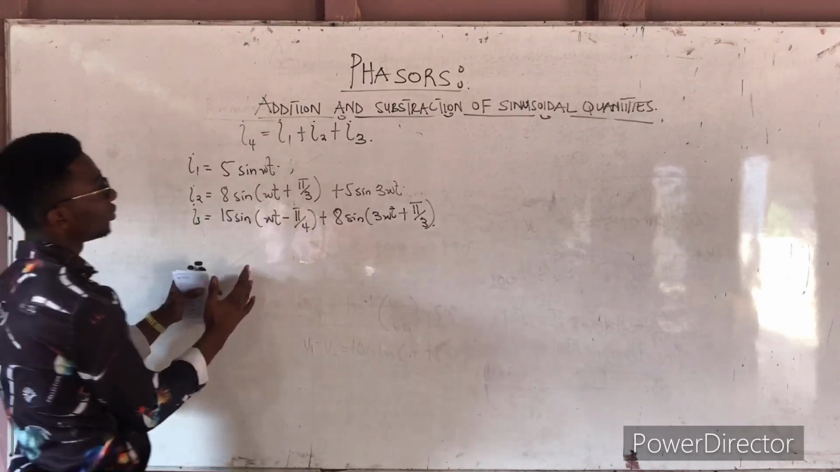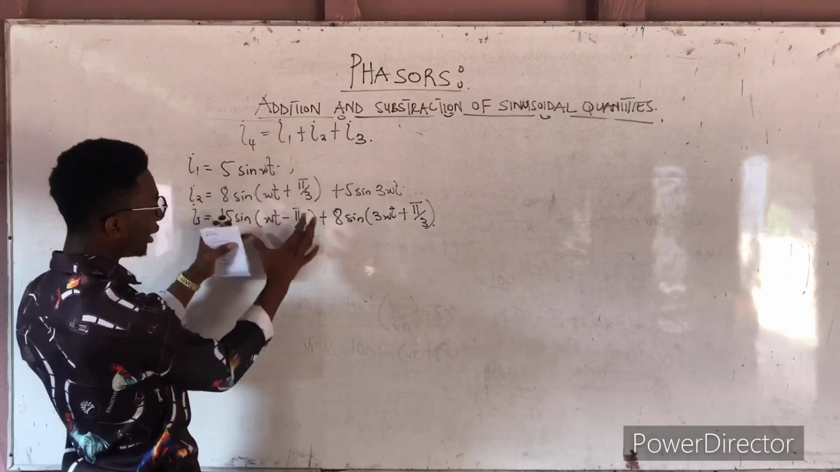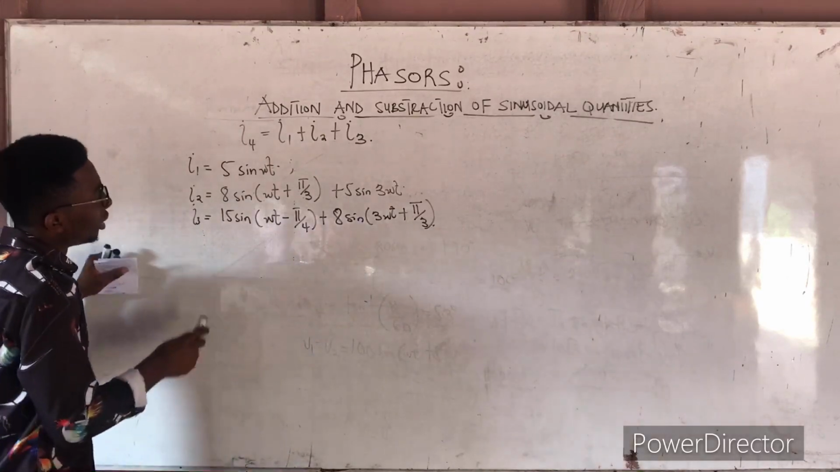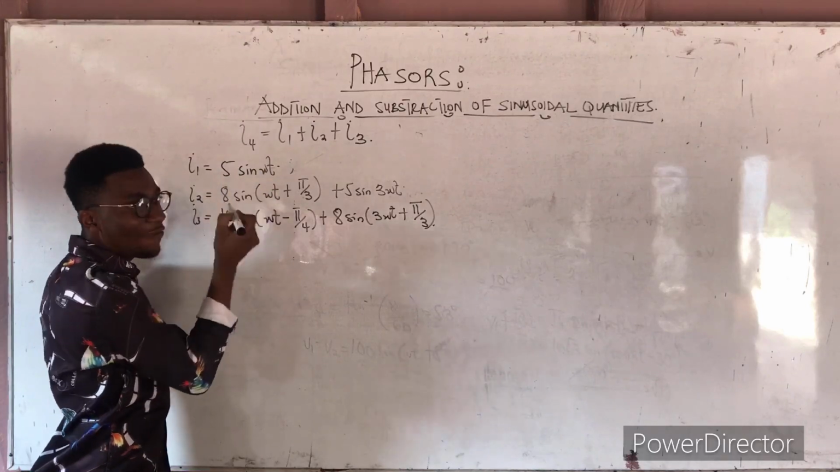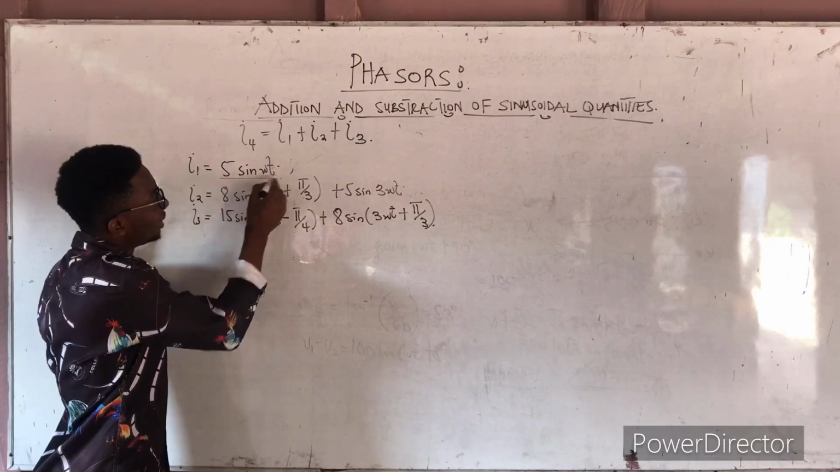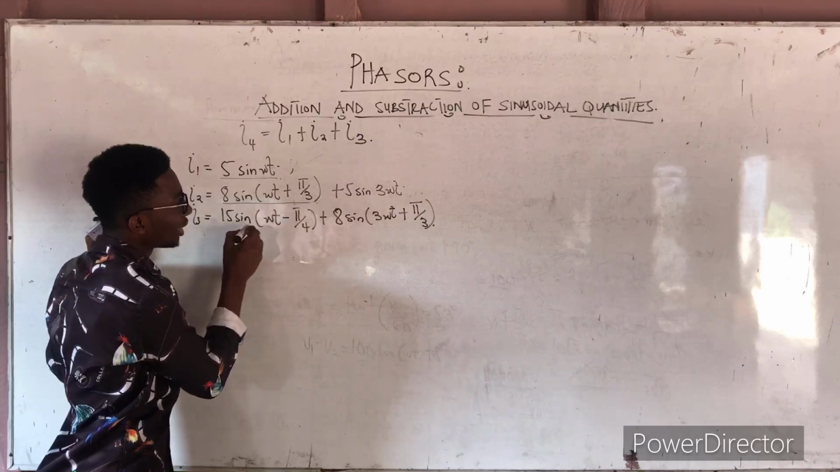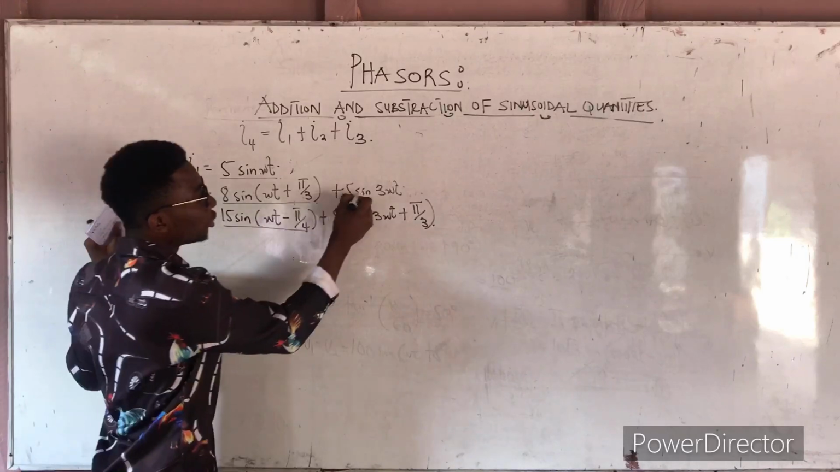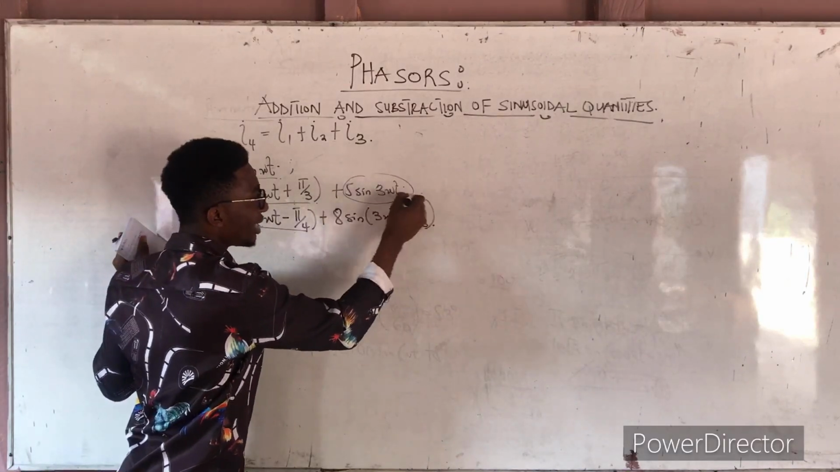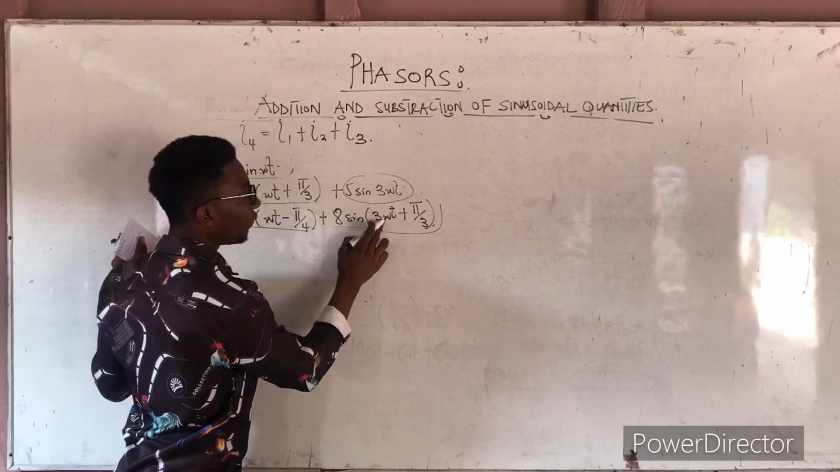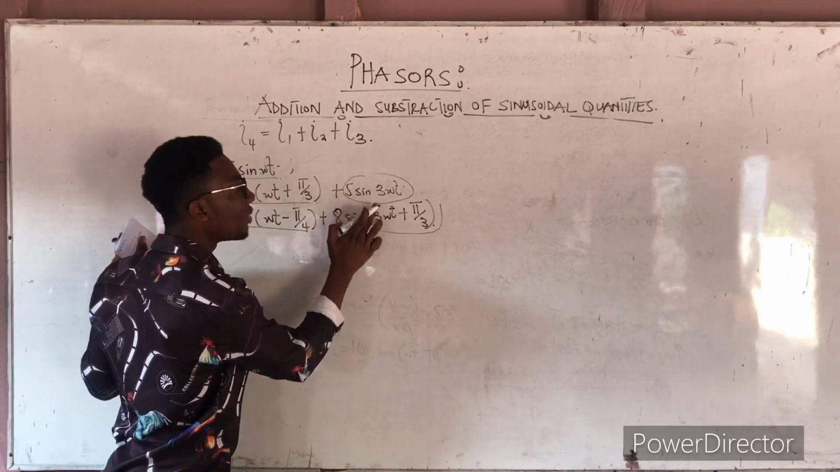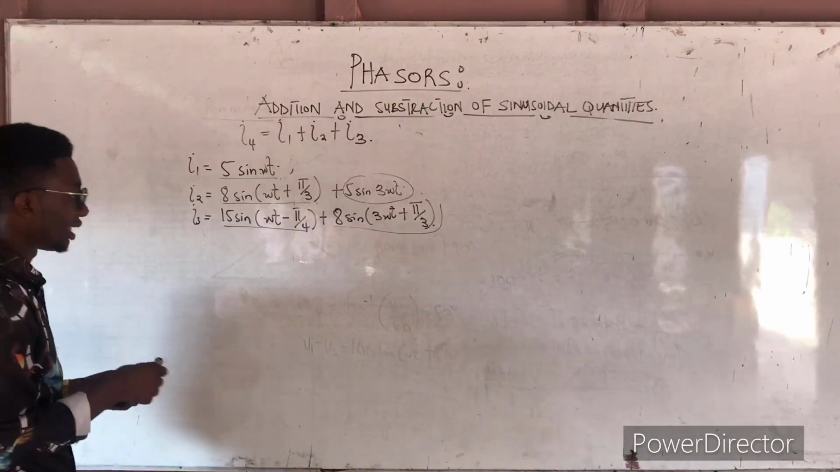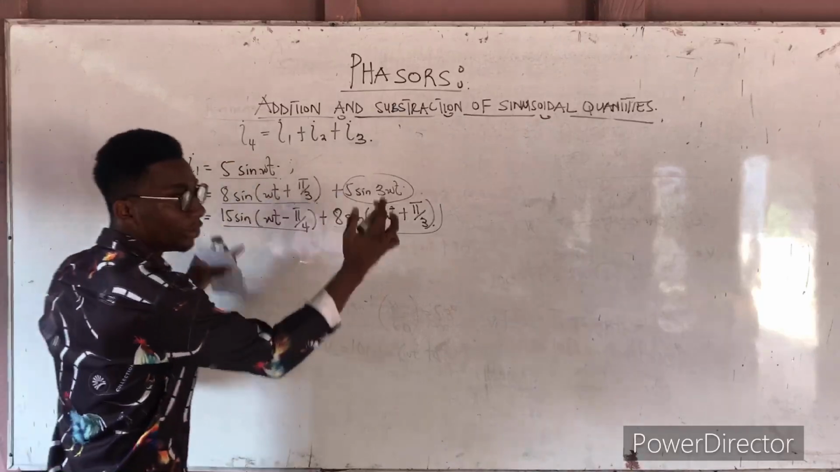So this falls specifically under the addition of sinusoidal quantities. But first of all, to do this very well, you realize that some of the quantities have the same frequency. If you check this particular quantity and this quantity, they all have the same frequency. But when we check these two quantities and this, they also have the same frequency, but their frequency differs from the frequency these ones are having. So now we solve for them in two different cases.